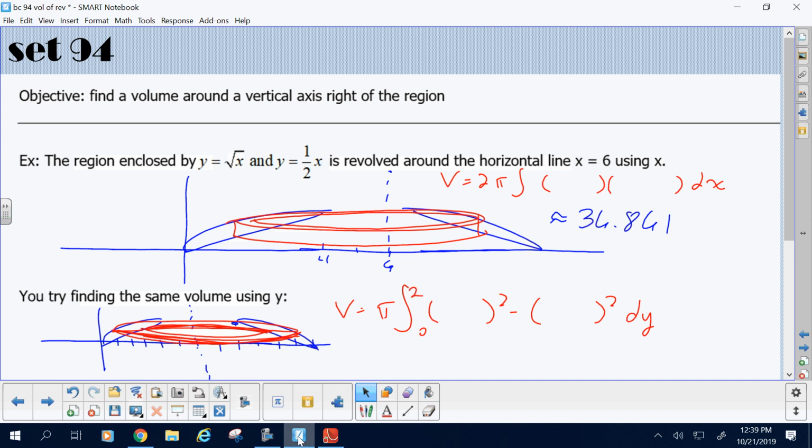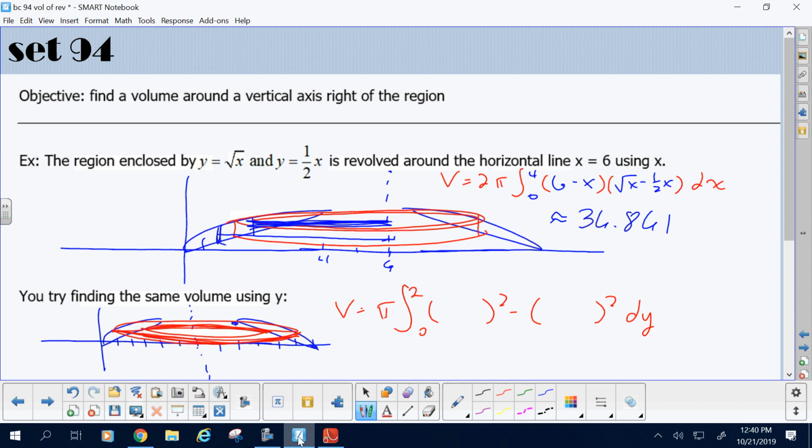All right. So let's go with A. Let's check at least your work for A. What's the radius? First of all, do you agree with the shell? Okay. What's the radius? Right minus left. The right on all these is always 6, and the left is always x. So 6 minus x. The height is upper minus lower: root x minus 1 half x, then don't forget that x is 0 to 4. That should get you 36.861.